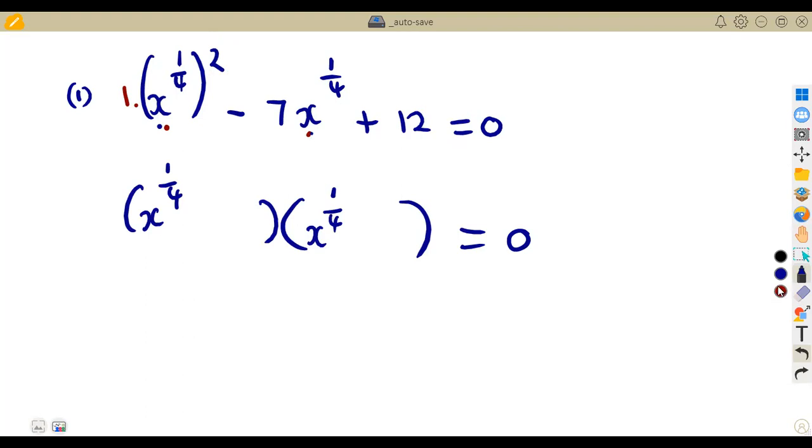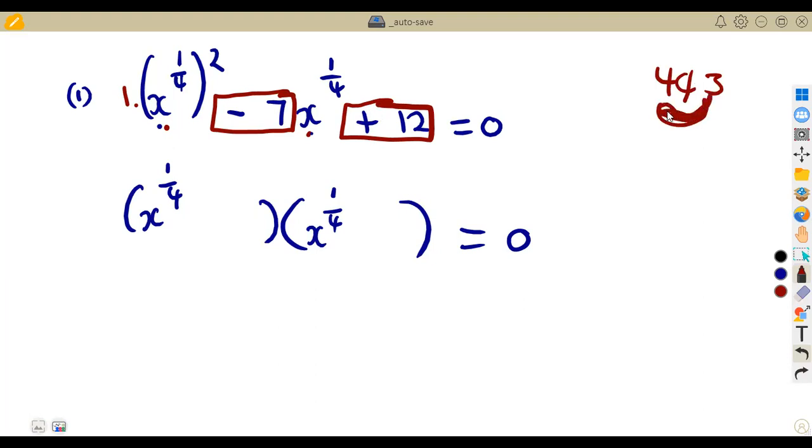So you consider the factors of what? Factors of 12. 2 numbers that you multiply to get a positive 12. If you add those numbers, they will give you a negative 7. Which numbers? You think of 4 and 3, which is actually fine. But these ones, if I multiply them, they give me a positive. But if I add, they give me a positive, not a negative 7.